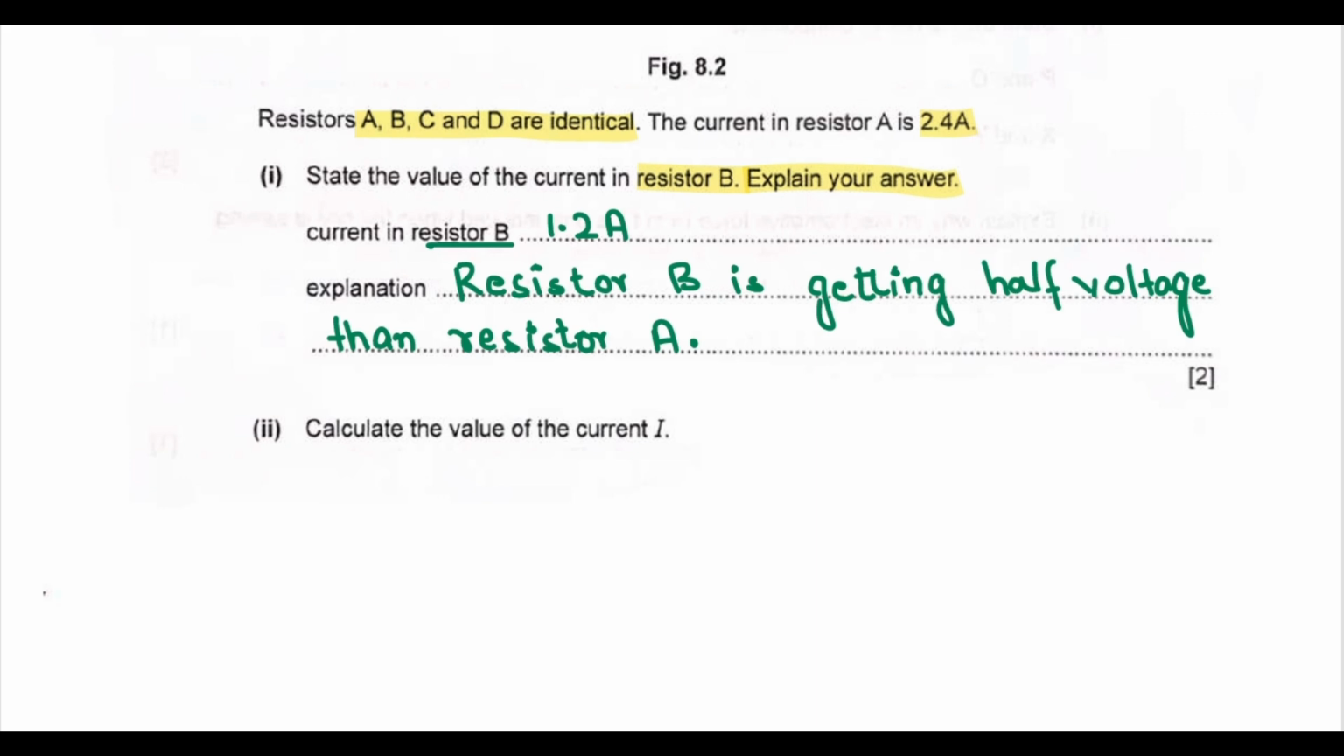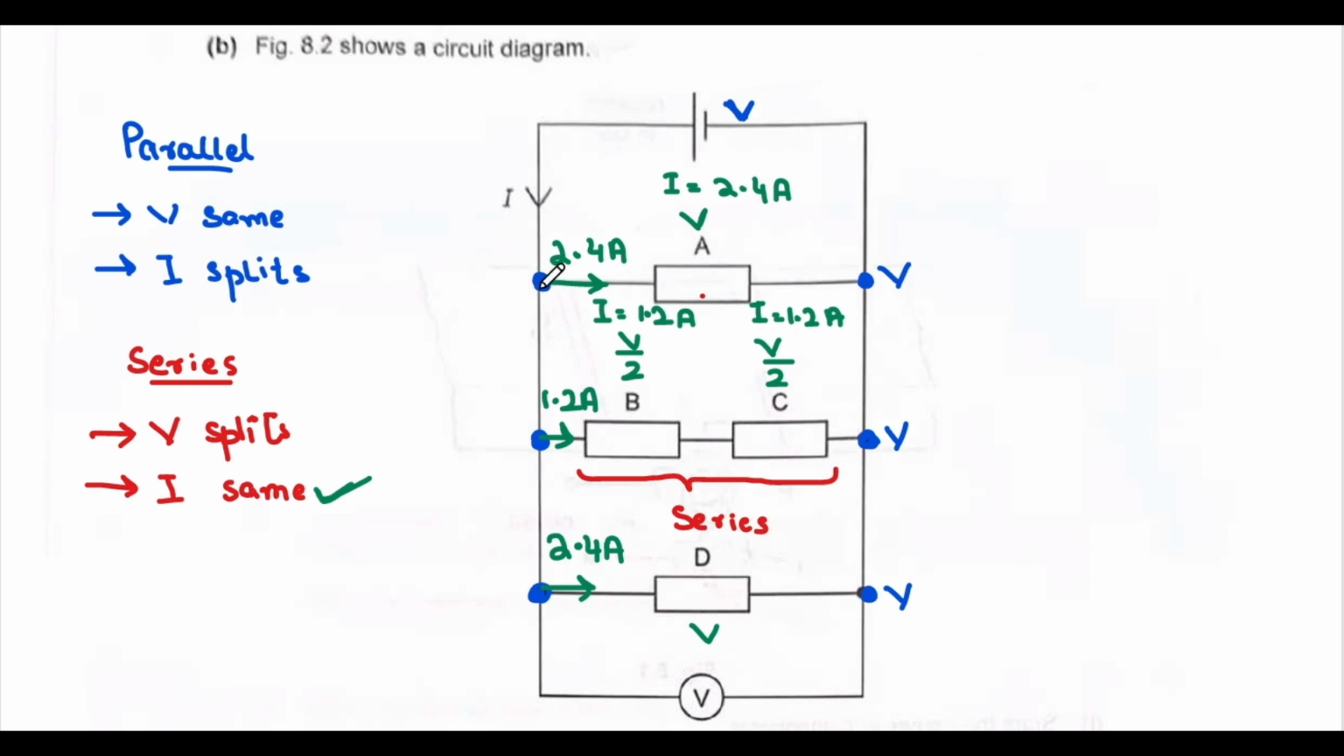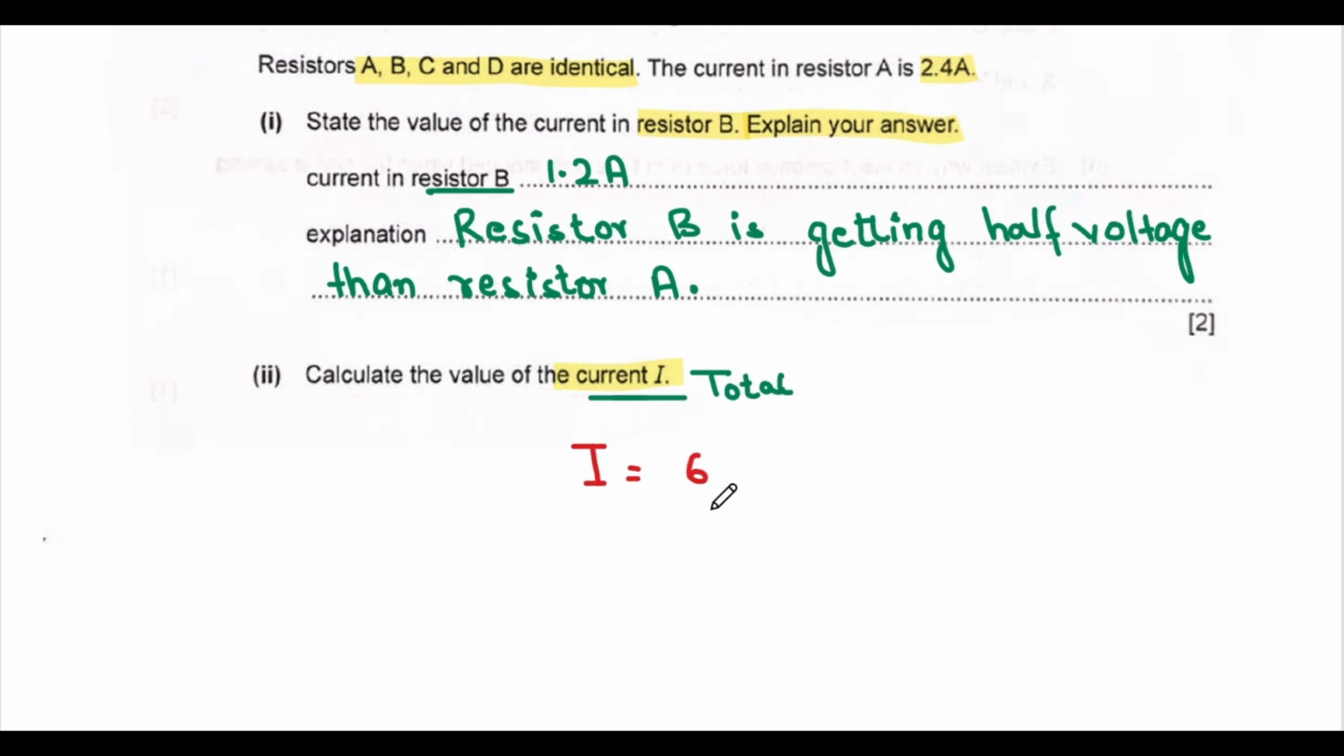Part number 2 says calculate the value of the current I. Current I means the total current supplied by the battery. So this total current I is going to be split into three junctions, 2.4, 1.2 and again 2.4. That means to get the total current, I will add 2.4, 1.2 and 2.4 amps. And this will give me the total current as 6 amperes. Writing the answer over here as well, the current I is 6 amperes.